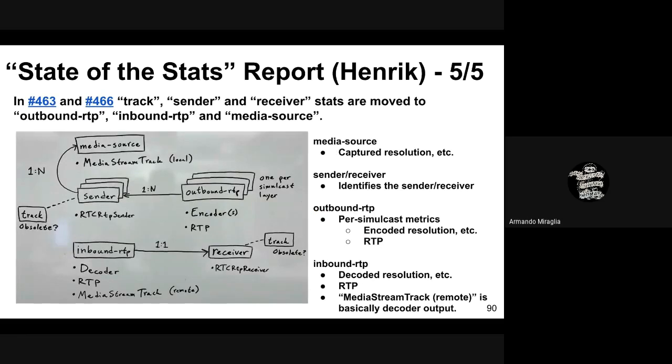Next slide. This is how things look today. We just moved things around, basically. Now the outbound RTP is the encoder and RTP stats. That makes sense, but in the simulcast case, you'd have multiple outbound RTP objects, one per layer, even though you only have one sender. And from the sender stats, we moved stuff that was specific to the camera source input, like the media track, and put that in a media source dictionary. On the inbound side, fewer things change. We still move things from receiver to inbound RTP to reflect what's going on.